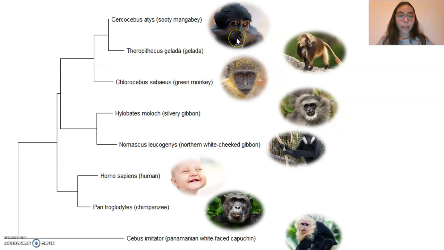And so this is my phylogenetic tree. This is the Suri mangabe, this is the Galletta, right here is a green monkey, and this is a silvery gibbon, and then the northern white-cheeked gibbon is right here, and then the Homo sapien, the little baby, and then the chimpanzee, and the Panamanian white-faced capuchin.